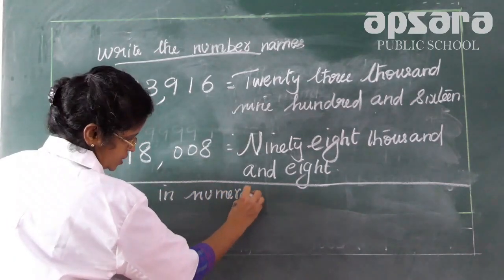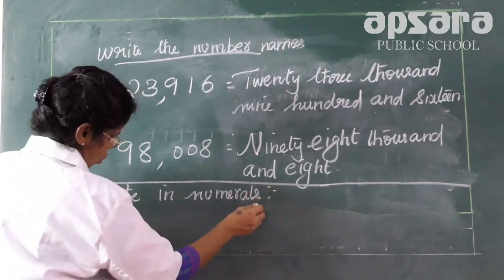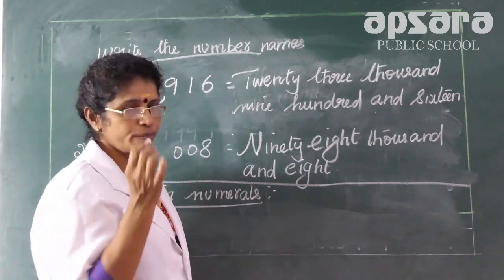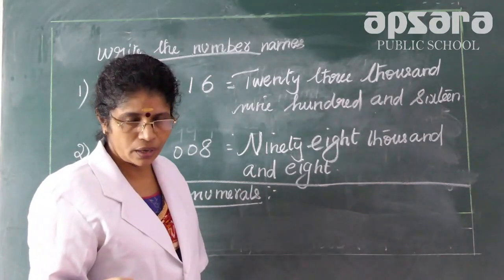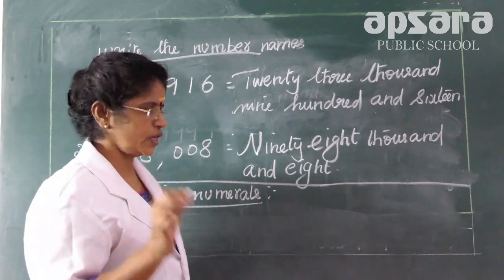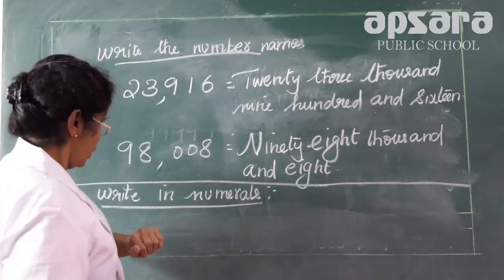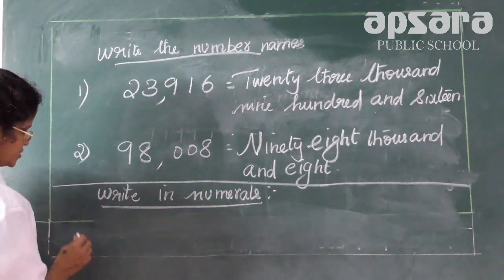Am I so fast? Oh, no. Am I so fast? Are you able to follow me? Hope I am not so fast. Okay, now, writing numerals. Now listen, I'll give you the question.